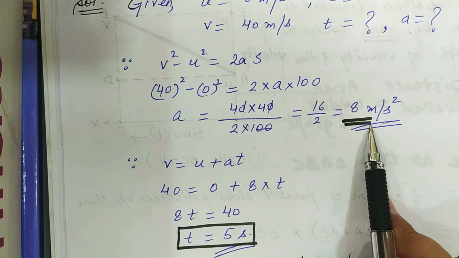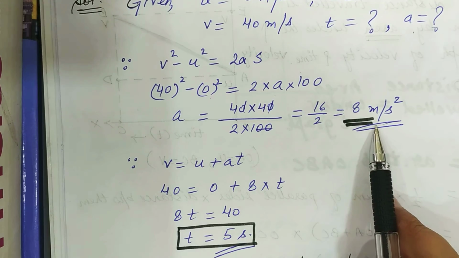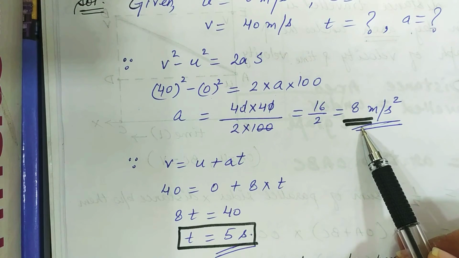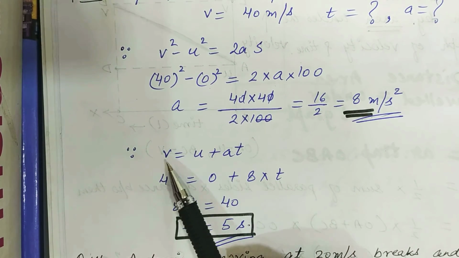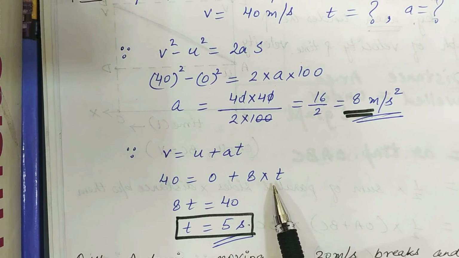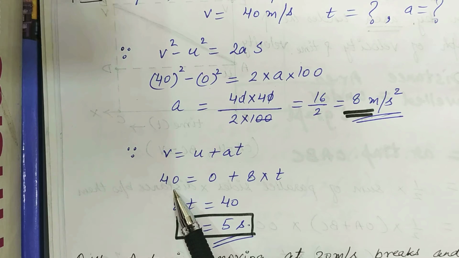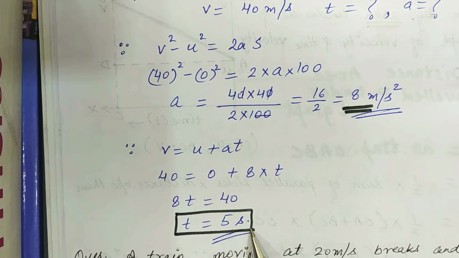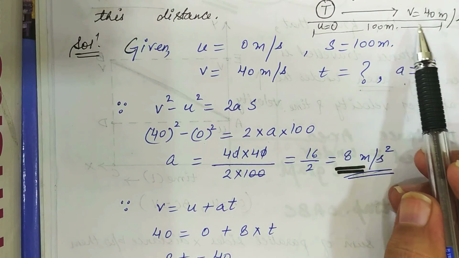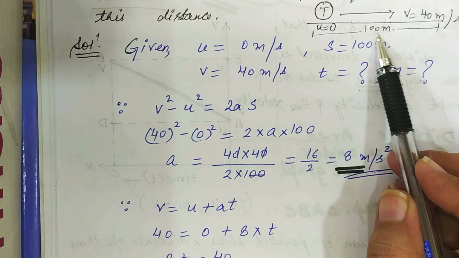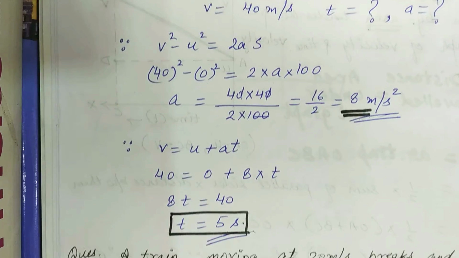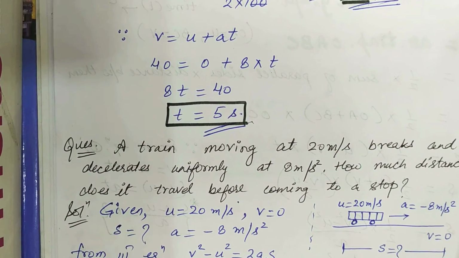So what was the need to find a? We need to find the time, and for time acceleration would be required. Now applying the first equation, that is v is equals to u plus at, 40 is equals to 0 plus 8 into t. 8t comes out to be 40, time comes out to be 5 seconds. So the tortoise takes 5 seconds from rest to attain a velocity of 40 meter per second and to travel a distance of 100 meters. I hope you understand this. Proceeding to the next question.